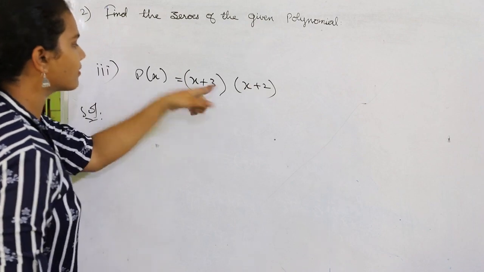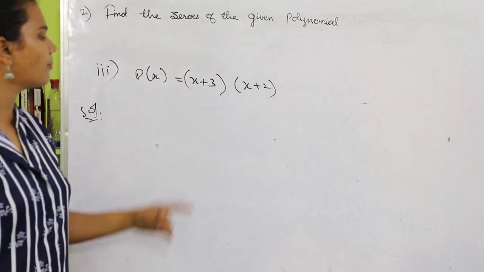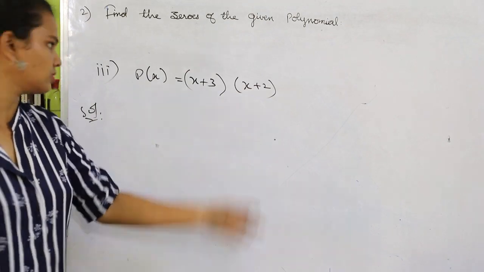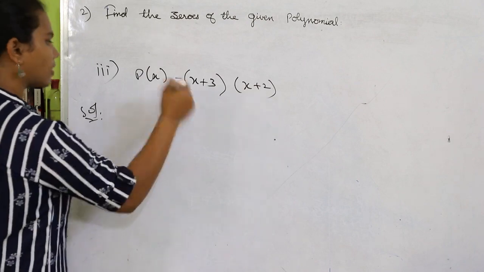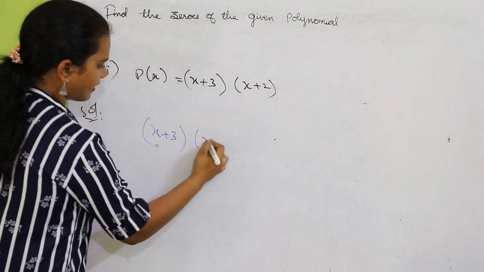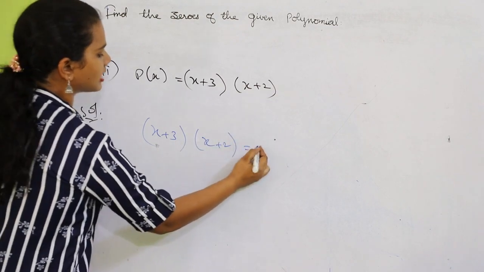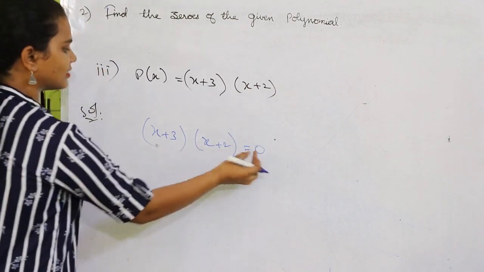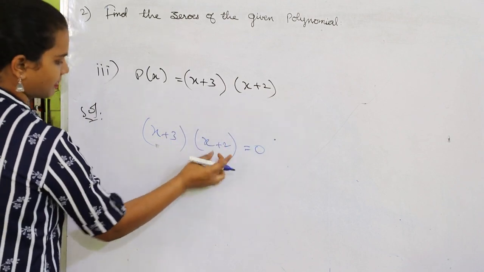Well, in the previous second question we got the zeros of the polynomial as minus 3, minus 2, right? So here the zeros of the polynomial are also minus 3, minus 2, because, as I have said, it is x plus 3 into x plus 2. So equate this polynomial with 0. Then this 0 is applicable for this equation and this 0 is applicable for this.